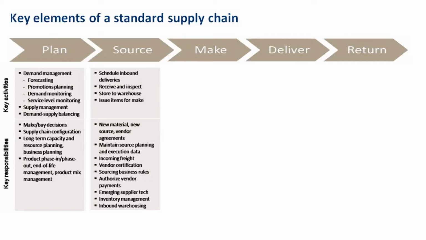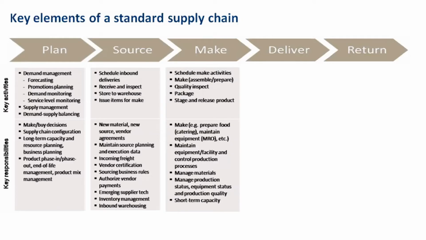Under make key activities, we have schedule make activities, make, assemble, prepare, quality, inspect, package, stage and release product. Under key responsibilities of make, for example, prepare food, catering, maintain equipment, MRO, etc. Maintain equipment and facility and control production process. Manage materials, manage production status, equipment status and product quality, and short-term capacity.